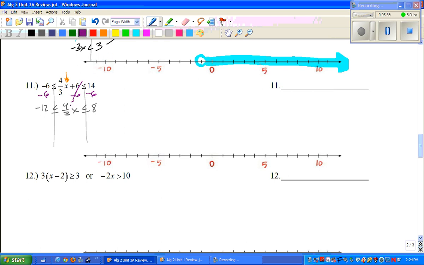Now, to get the x by itself, we have to multiply by the reciprocal, and we're going to do that to everything, okay? So we have 3/4 times -12/1, and then 8/1 times 3/4. Okay, if you can do the kitty corner reducing and stuff, if you want to do that, you can. I'm going to just multiply straight across. 8 times 3 is 24. And then divide those out, you get -9 less than or equal to x less than or equal to 6.